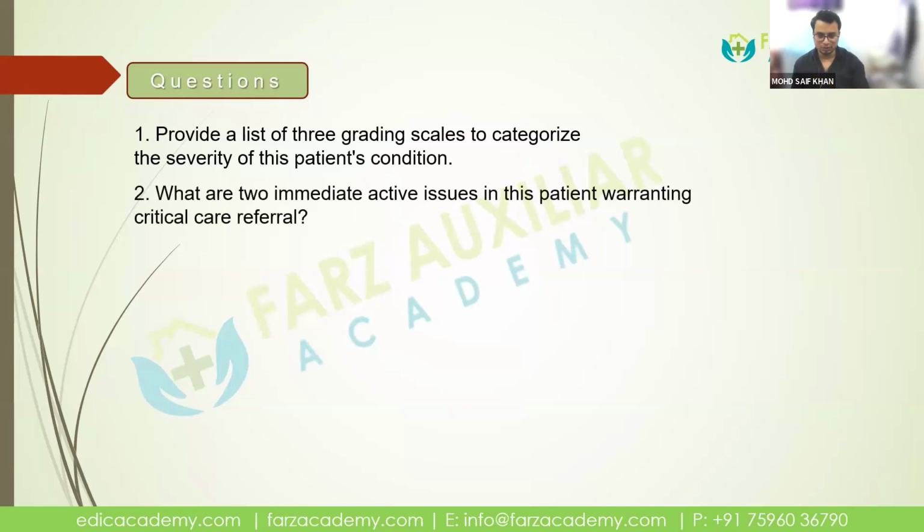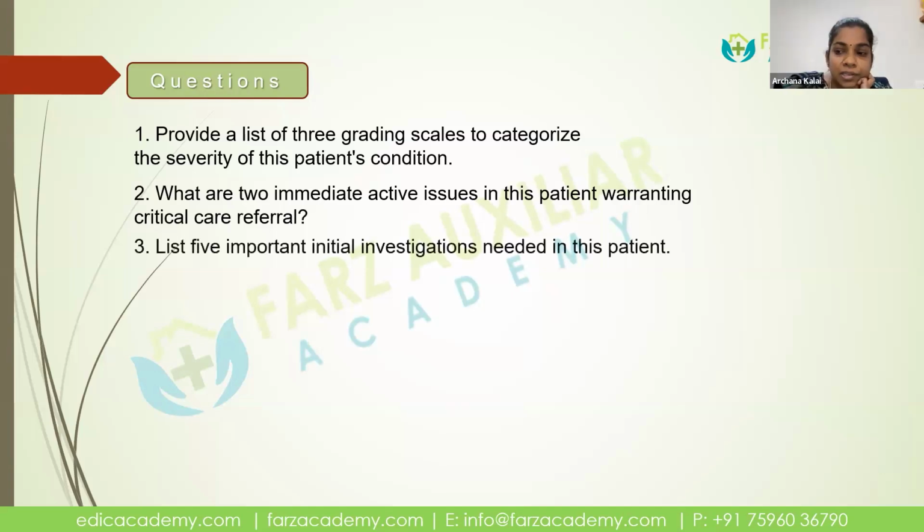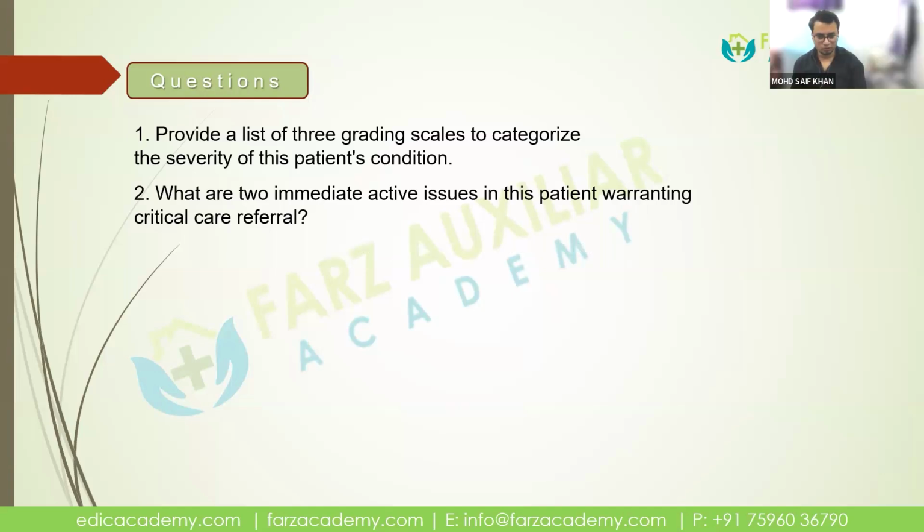What are 2 immediate active issues in this patient warranting critical care referral? One is the blood pressure, which is very high. The patient is drowsy. Going from head to toe, his GCS is low. He is drowsy, and in the vital parameters his blood pressure is very high, and he needs ICU care and a critical care referral for further care of this patient. My provisional diagnosis is subarachnoid hemorrhage, which needs an intensive care referral.